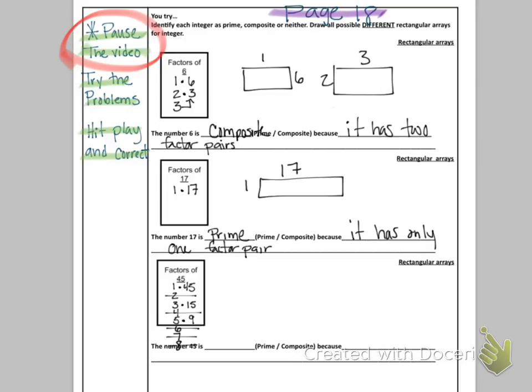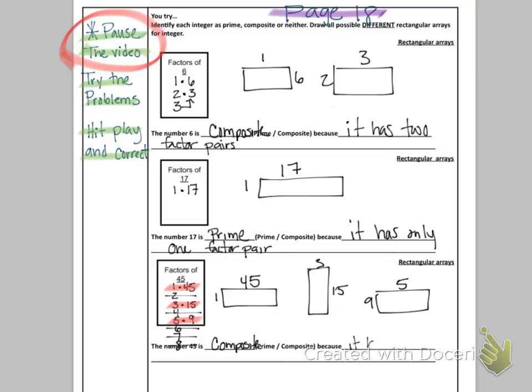There are 3 different rectangular arrays for 45. 1 by 45, 3 by 15, and 5 by 9. Because of this, 45 is a composite number. It is a composite number because it has more than 1 factor pair.